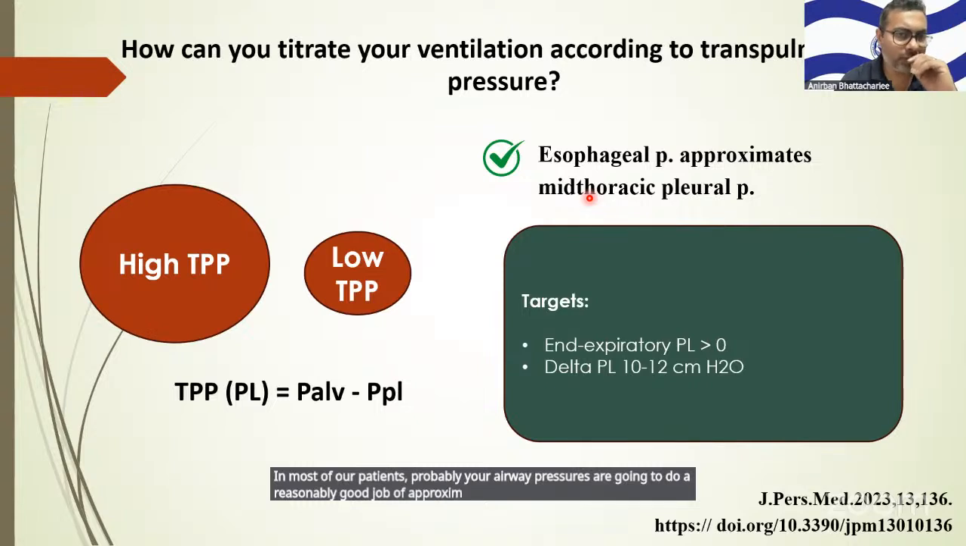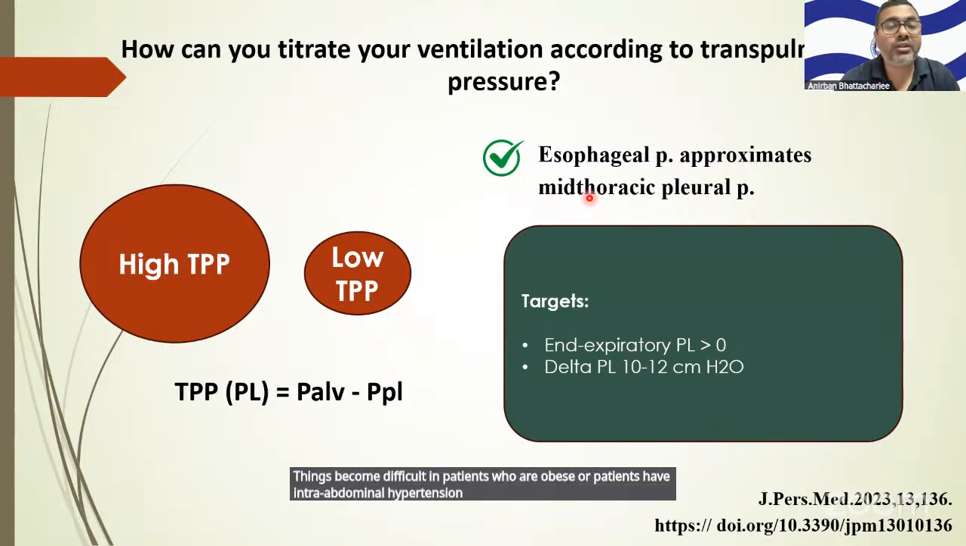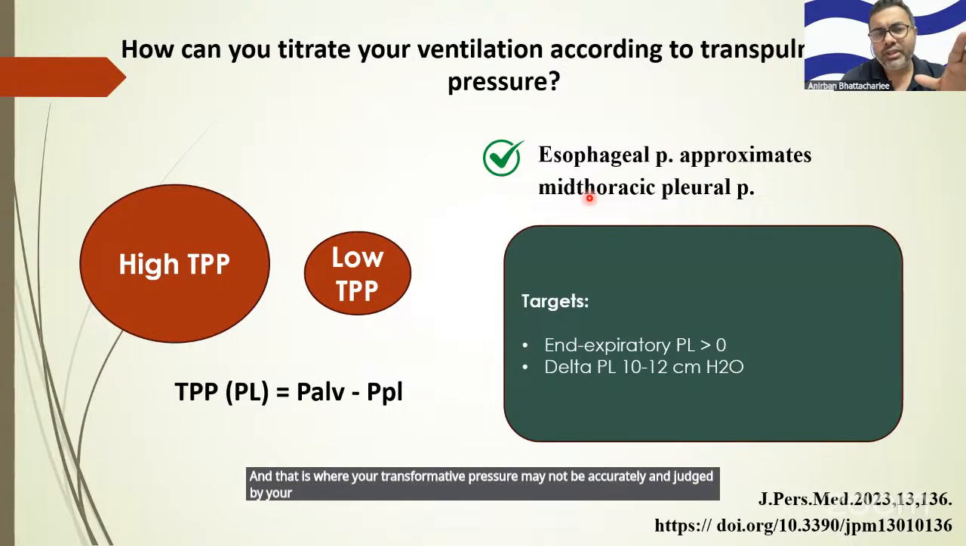approximating transpulmonary pressures. Things become difficult in patients who are obese or have intra-abdominal hypertension, where your pleural pressures may start rising, and that is where your transpulmonary pressure may not be accurately adjudged by your airway pressures. These are the areas where we can still consider using transpulmonary pressure guided ventilation, where what we do is that we do not allow the transpulmonary pressure to become negative at end expiration, so that there is no collapse of the alveoli.